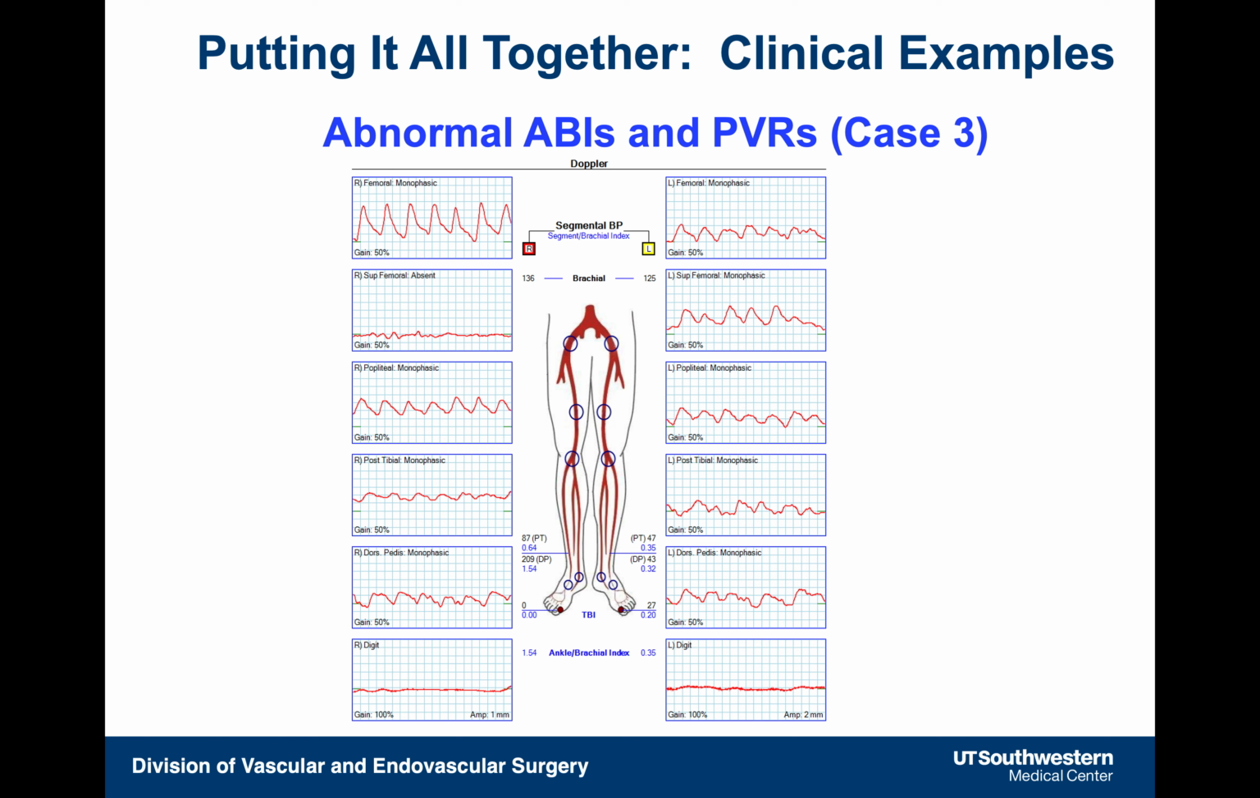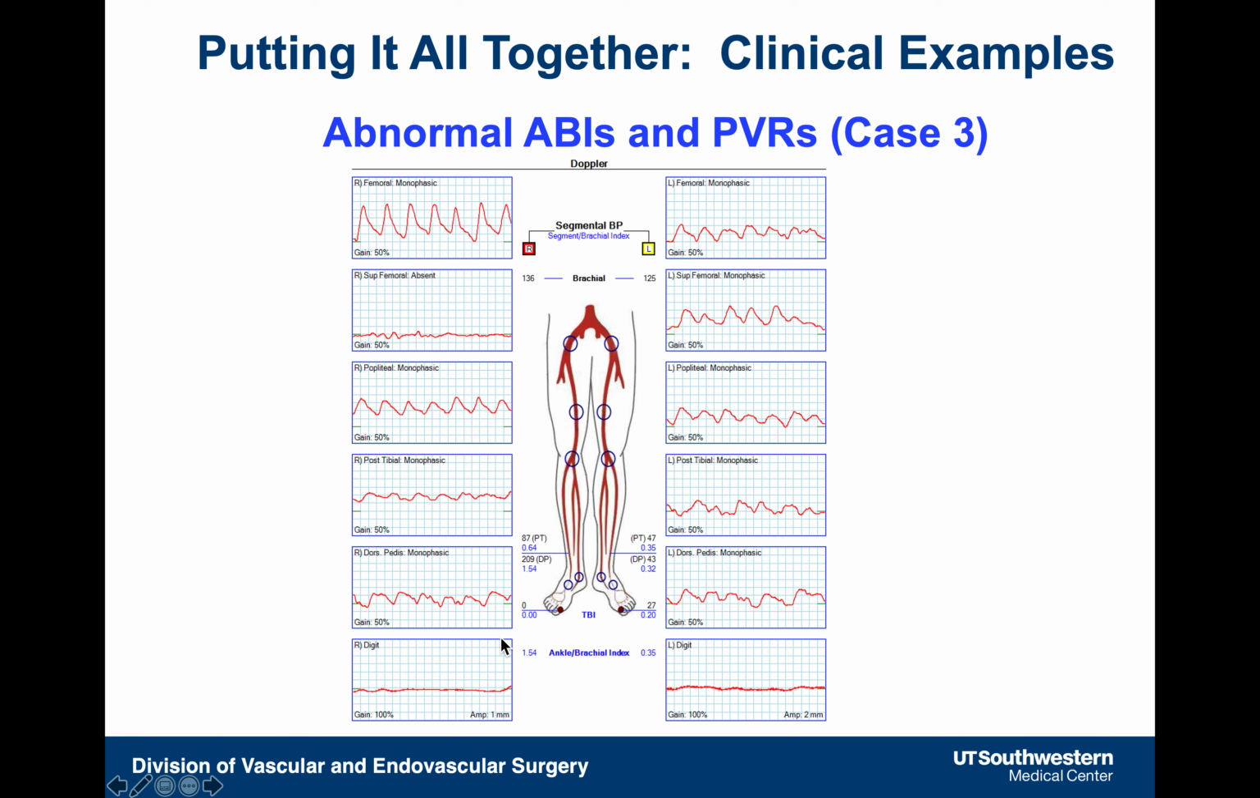Okay, another case. We have a patient who has on the left an ABI of 0.35, toe pressure of 27, toe brachial index of 0.20. The right side, oh, this is interesting. We have an ABI of 0.64, but we also have one of 1.54. So that's suspect for being calcified, and then we have a toe pressure of 0.